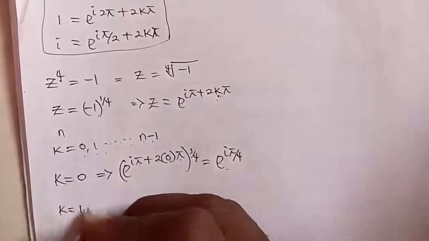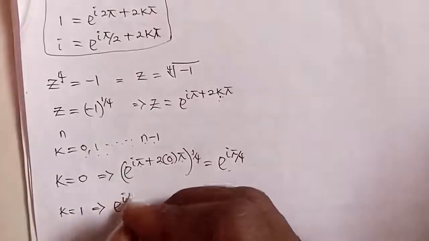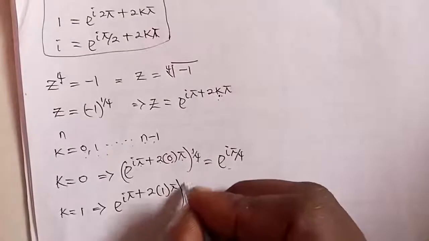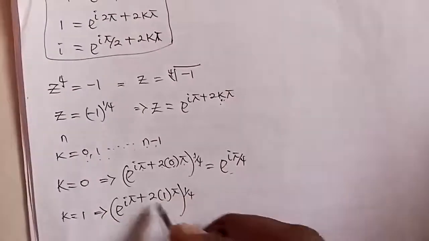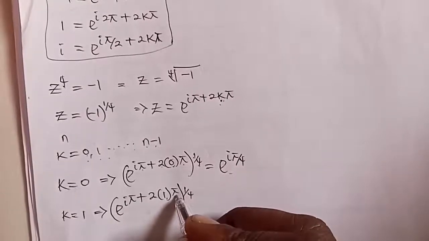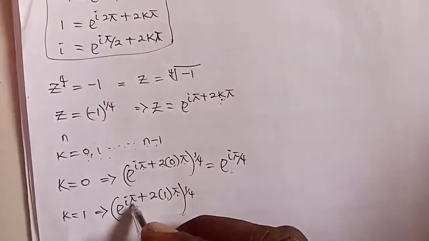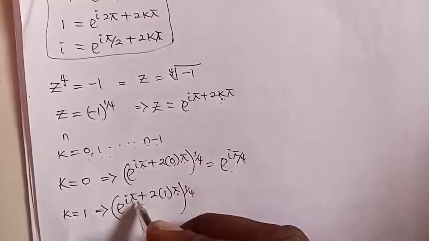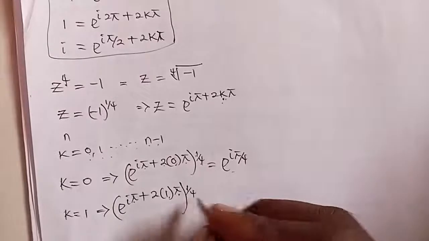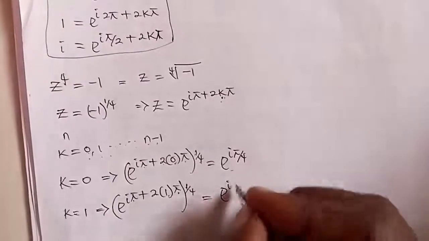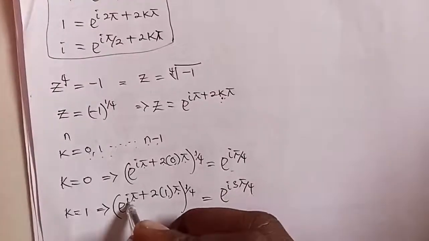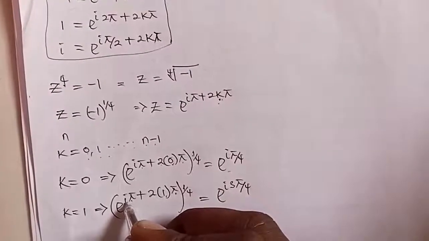When k is 1, we're going to have e^(i(pi + 2 times 1 times pi)) raised to power 1 over 4. 2 times 1 is 2, 2 times pi is 2 pi. So 2 pi plus 1 pi will give you 3 pi, and 3 pi times 1 over 4 is 3 pi over 4. What we'll have is e^(i 3 pi/4). We don't touch the i because i is what shows that it is a complex number.